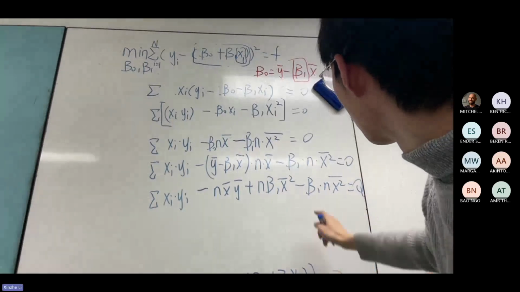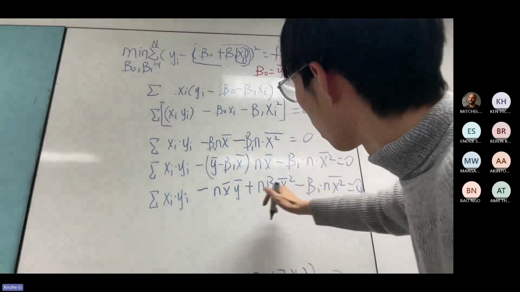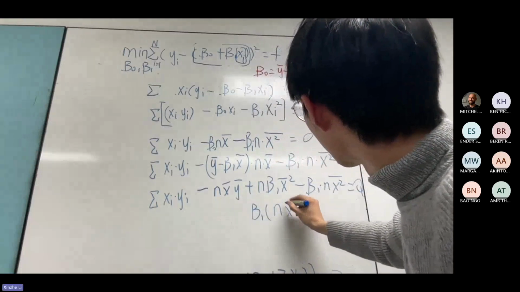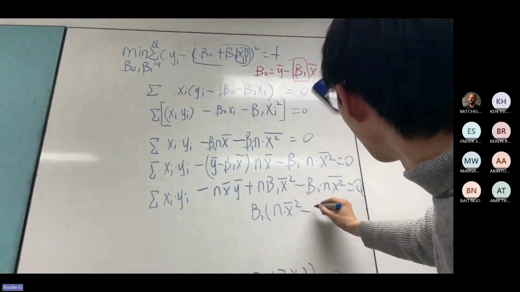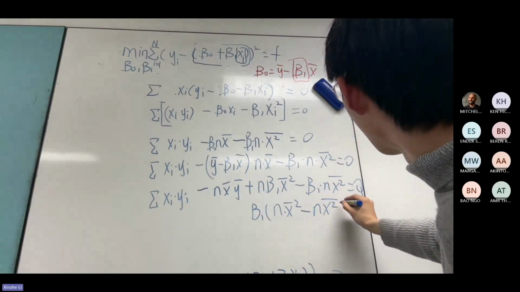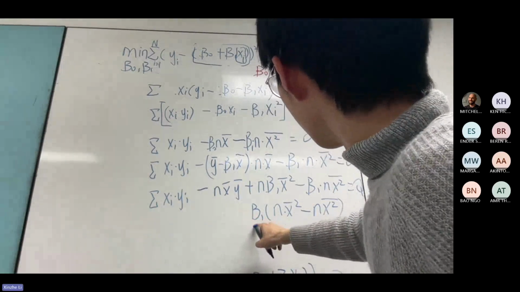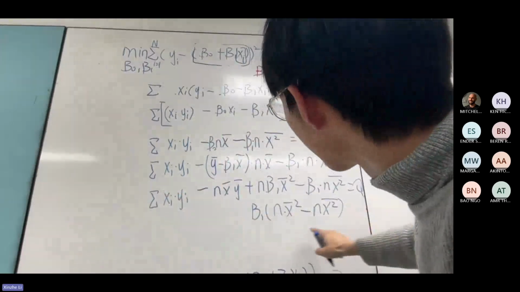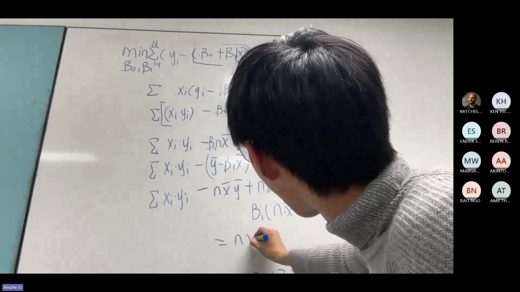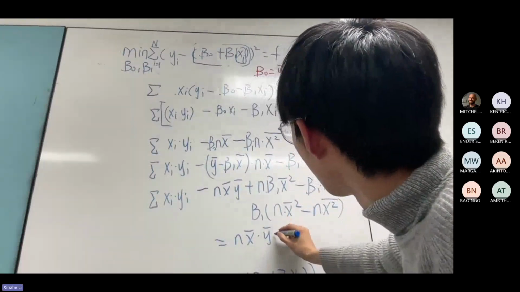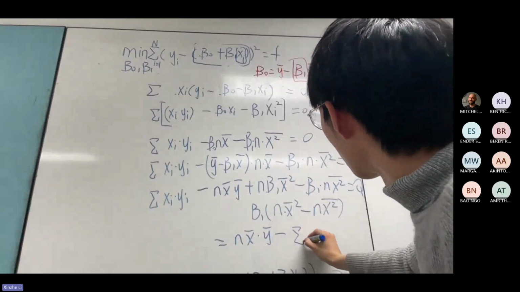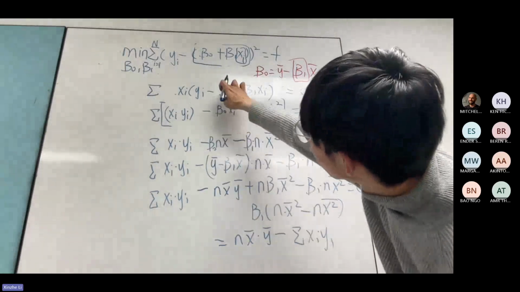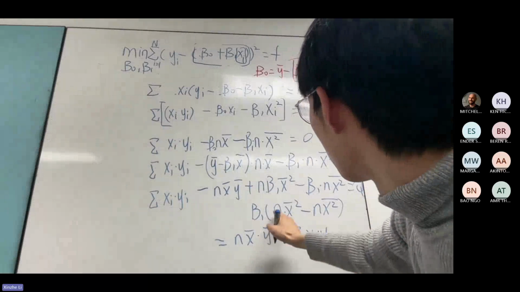So now we know what's the beta 0, right? No, beta 1. The beta 1 x bar square minus n x square bar. Then let me put this on the right side. This is left side. So right side, we can have x bar, y bar, then minus summation xi, yi. Okay, we don't need this. This is the original equation. So now we know what's a beta 1.